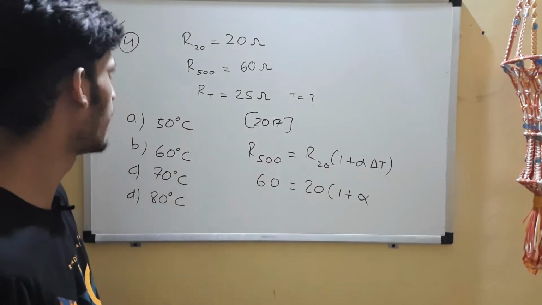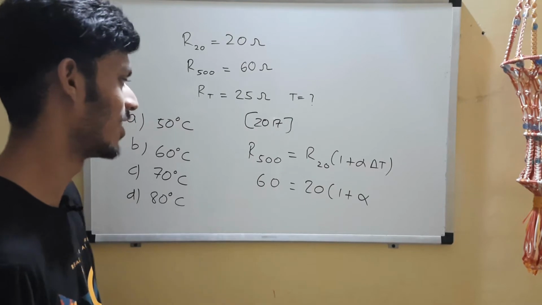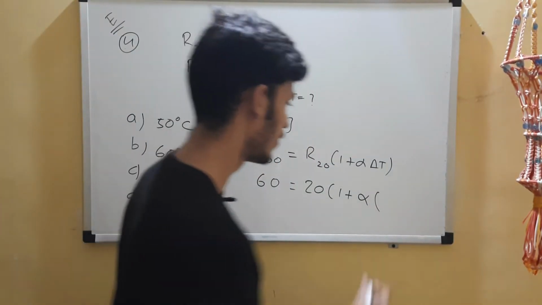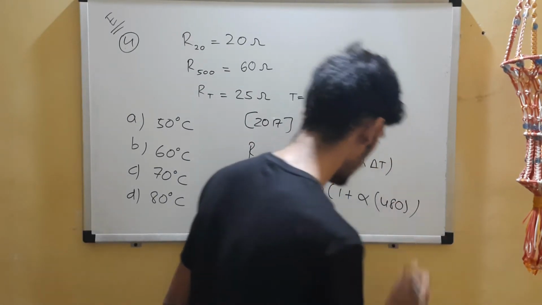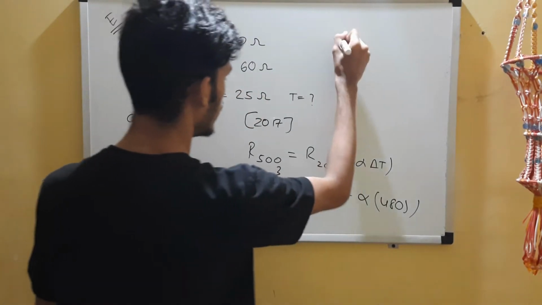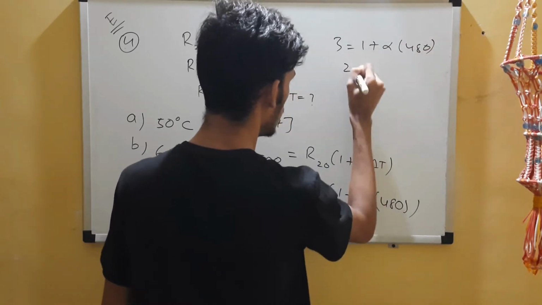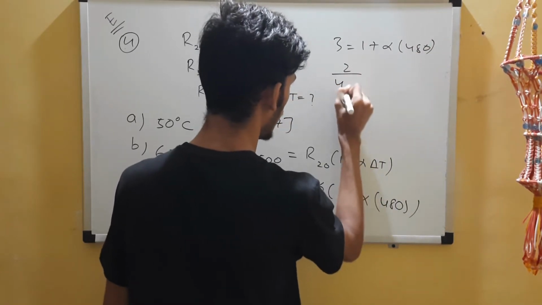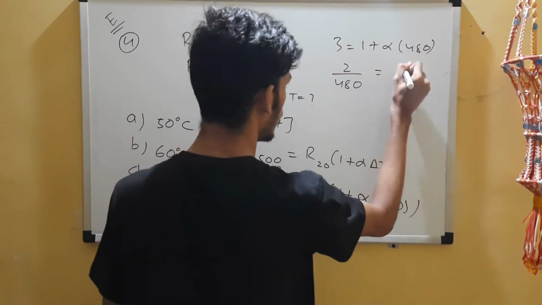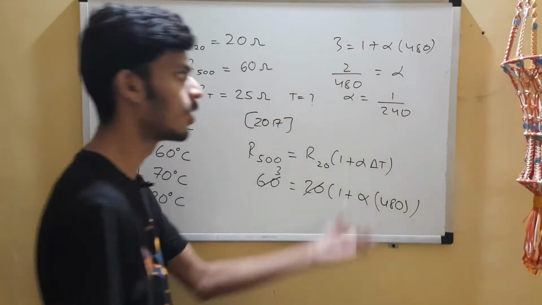What is the change in temperature? It is from 20 to 500, so it is 500 minus 20, right? So that will be 480 change in temperature. 20 3s are 60, so you have 3 equals 1 plus alpha into 480. This 1 will come to the other side: 3 minus 1 is 2, divide by 480 will give you alpha, right? So alpha is 1 by 240. So you got the value of alpha.